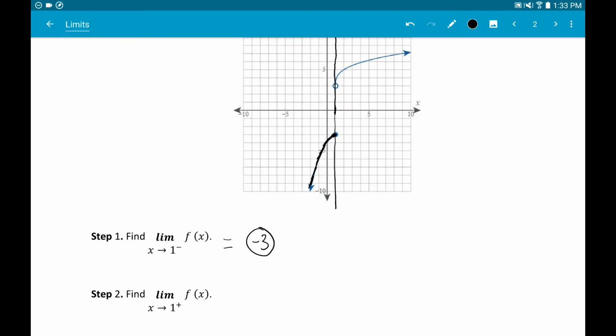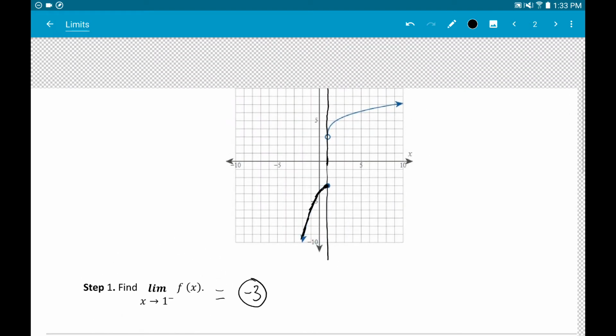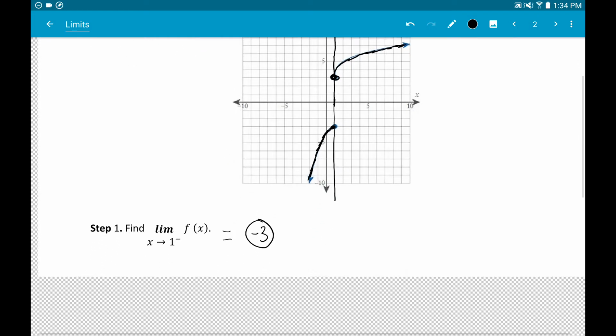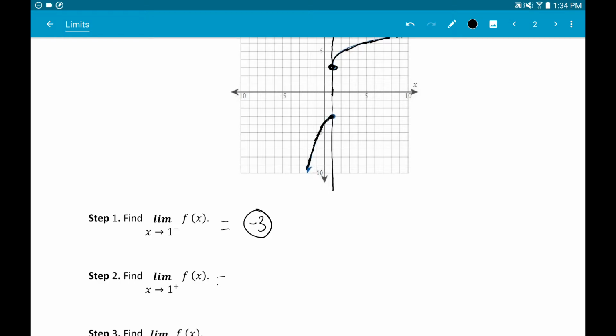Step 2 will be coming in from the right side. We're just on the other side of the graph now. We're over here on the right and we're following it back and following it back and following it back, and we hit right here at this point. That's 1, 2, 3 units above the x-axis. So the right-sided limit is going to be +3.